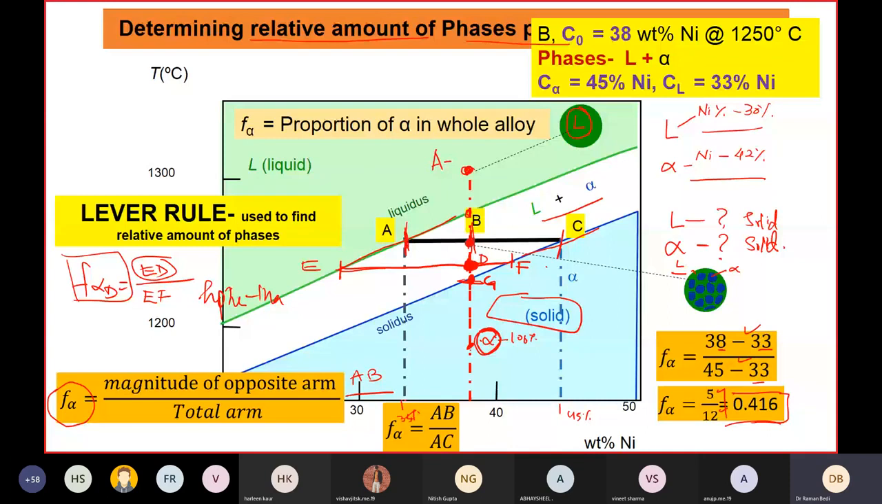So this is how you use the lever rule to find out the relative amount of phases which are present in a two-phase region. Similarly, if it is containing 41% solid, it means the rest of it is liquid, around 58% of it is then nothing but FL. That is, fraction of the liquid is 58%, fraction of the solid is 41%. Okay, is it clear?